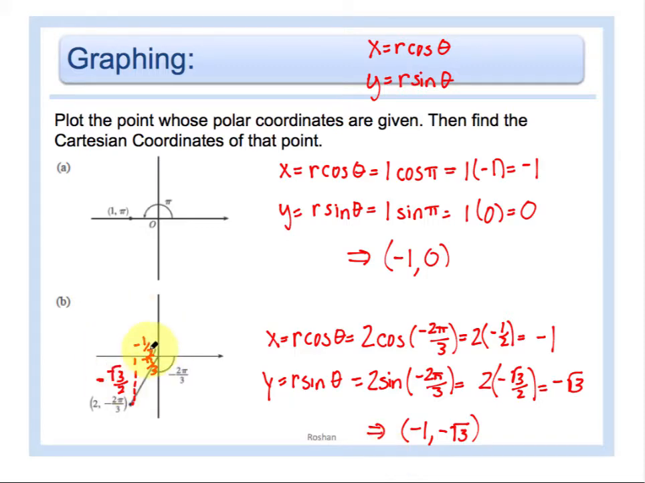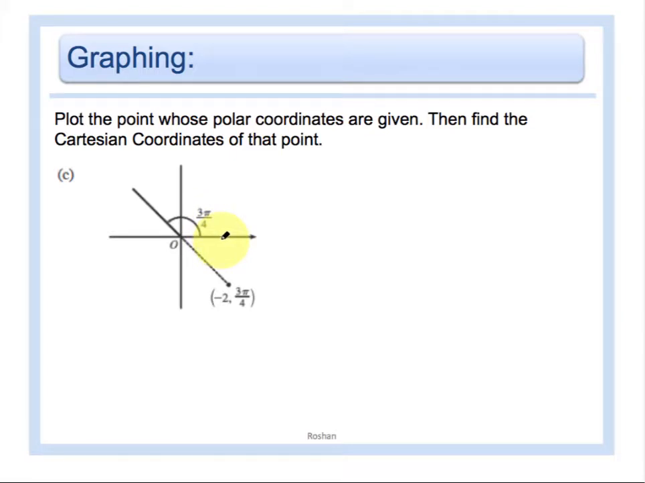So again, just make sure that you're drawing the triangle in the proper quadrant, and make sure that you're labeling the signs, the positives and negatives, because that's where people often mess up. In this one, they're asking you to graph negative 2, 3 pi over 4. So basically, I start at 2, 3 pi over 4, that would be right here, and then I reflect it down here to get the negative. So this is my coordinate in this case.